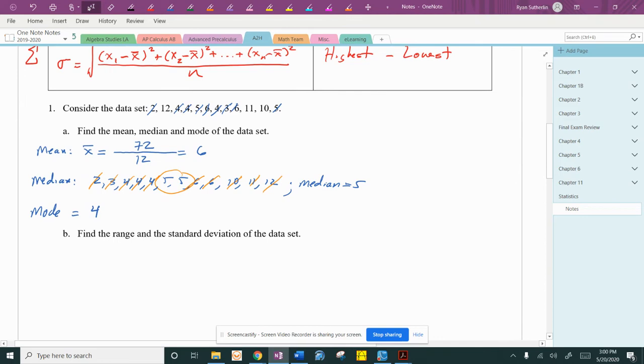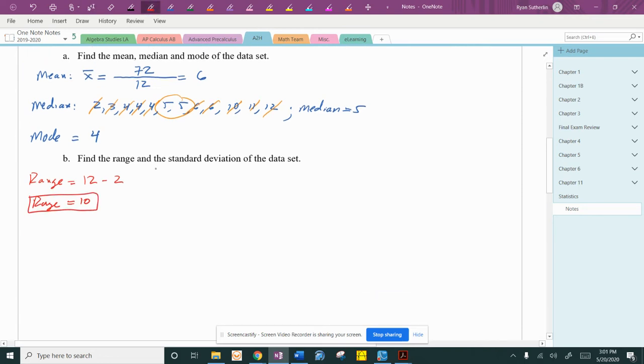Now, range and standard deviation. So standard deviation, we'll do that second. Let's do the range first. The range is simply the largest value, which is 12, minus the smallest value, which is 2. So we get the range to be 10. Simple as that.